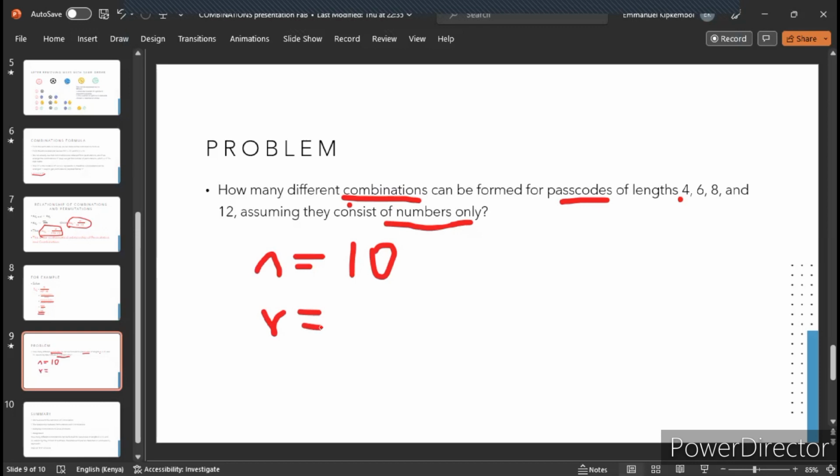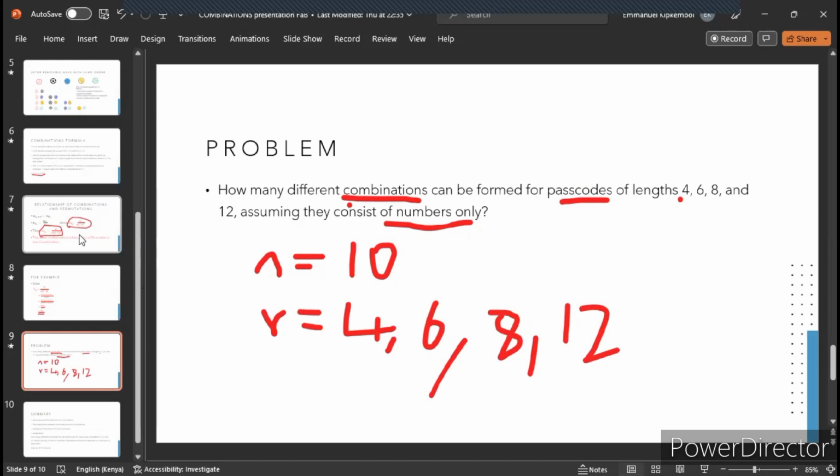What about r? In our first case, we are forming passcodes with length 4. The second one, you can have 6. The next, you can have 8 and 12. So using the above formula, you can get the different combinations of these passcodes that you can form.